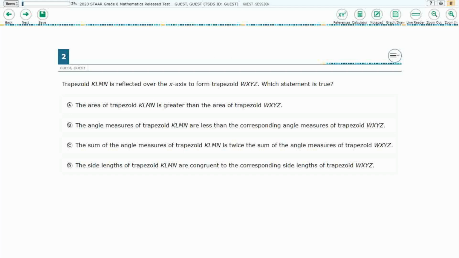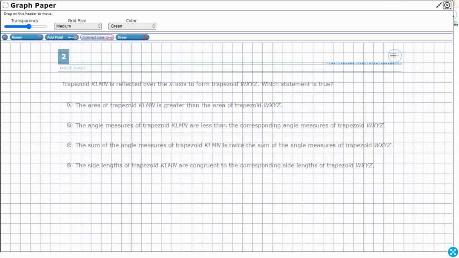So we have a trapezoid, KLMN, and it's being reflected over the x-axis to form a new trapezoid. We need a true statement. All right, well, you know what? Let's visualize this.